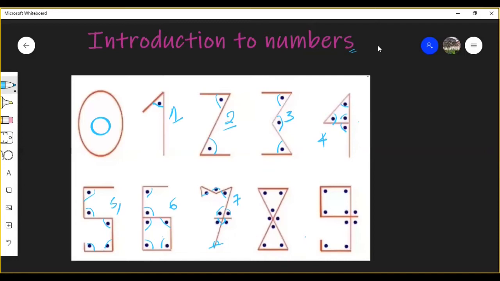And then we have 8, which had this 1, 2, 3, 4, 5, 6, 7, 8, and therefore had a value representation of 8. And 9, having this angle here, second angle, third angle, fourth angle, fifth, sixth, seventh, eighth, and ninth, therefore gave 9 a value representation of 9.